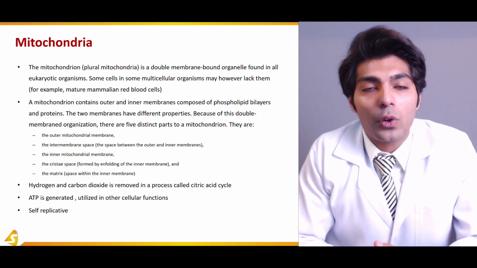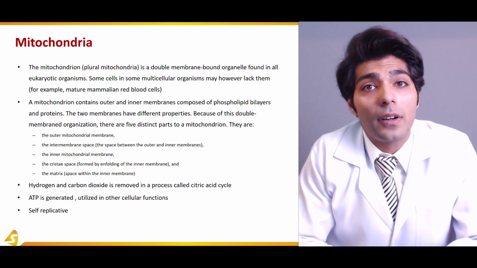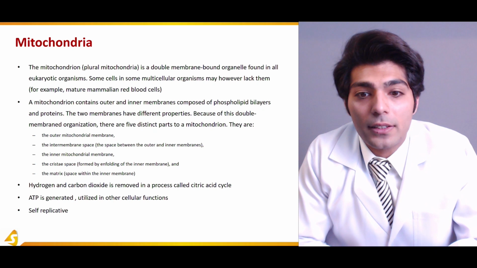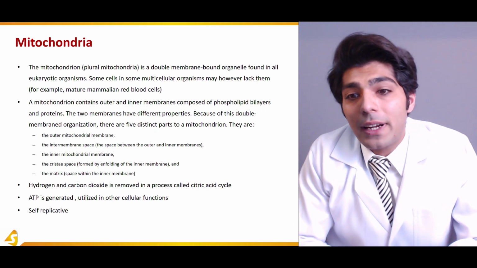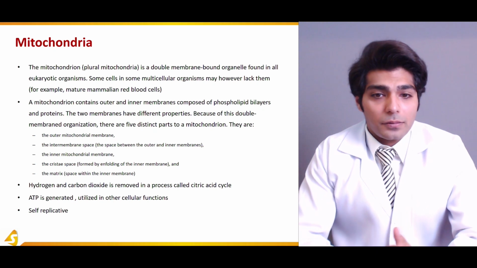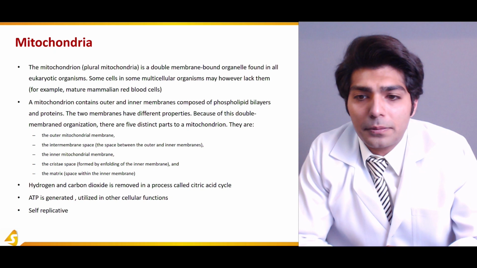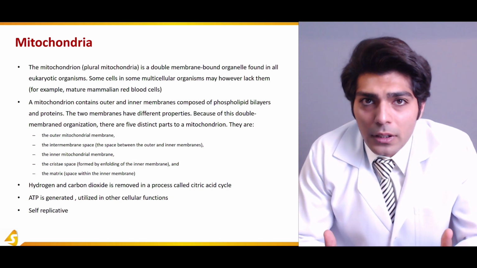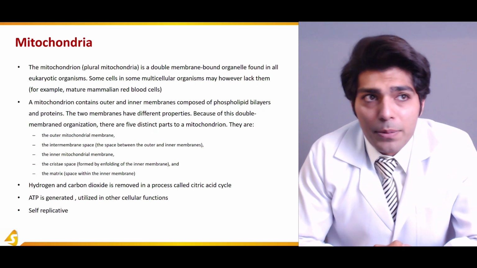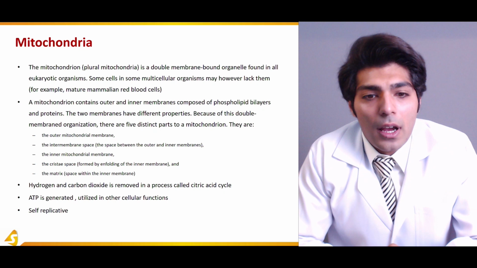Mitochondria. So mitochondria is a double membrane-bound organelle which is present in all of the eukaryotic organisms. They are found in multicellular organisms. They are present in all the eukaryotic cells, but they are absent in some of the more specialized cells, like the red blood cells.